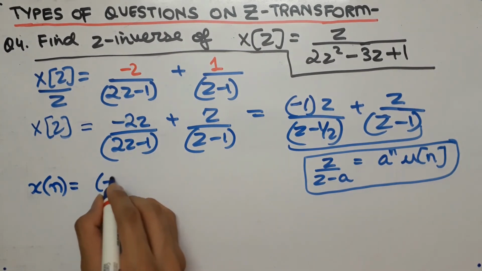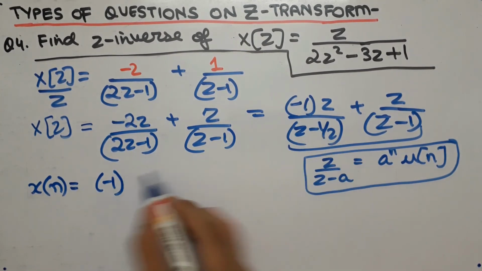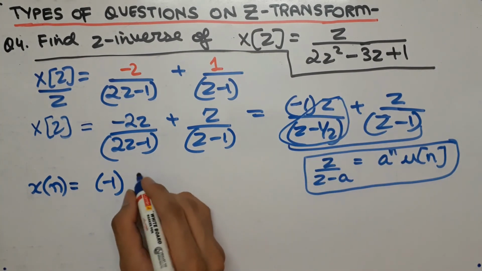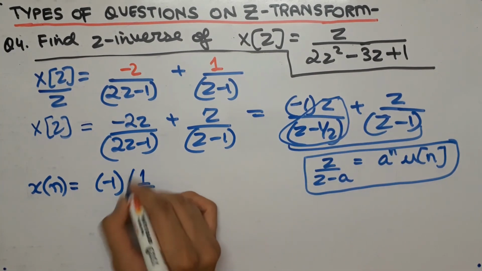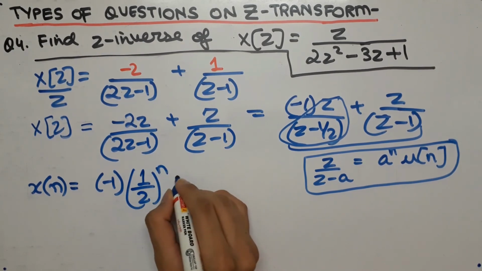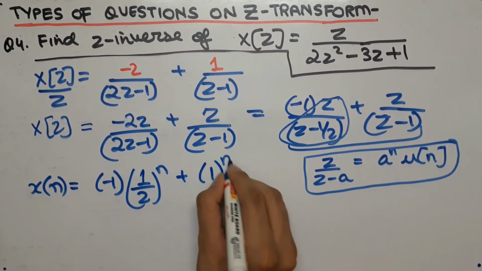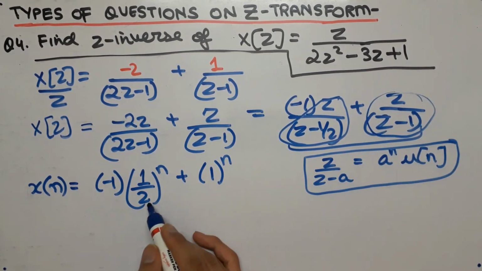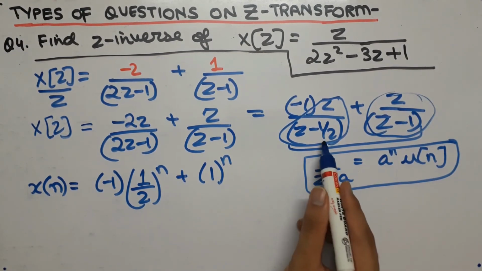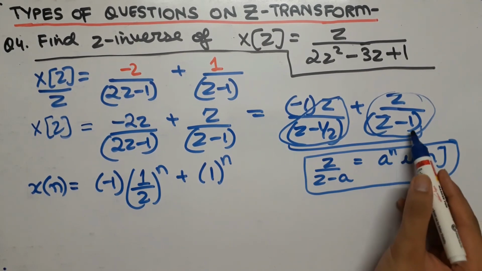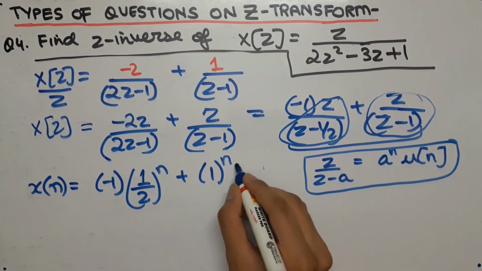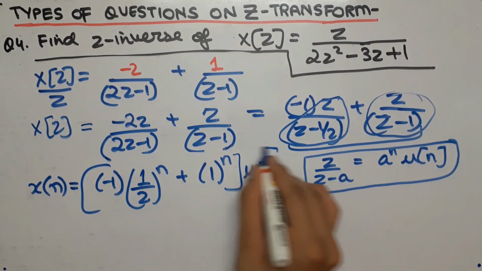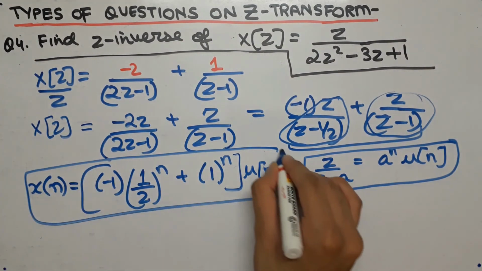That is -1. That is, we have written this part first. And over here we are going to apply the formula z/(z-a), which will give (1/2)^n plus 1^n. That is, now we have applied the formula over here. And in the first part the value of a is half, and in the second part the value of a is 1. And now we are going to also multiply this whole by u(n). That is, now this is our final answer.